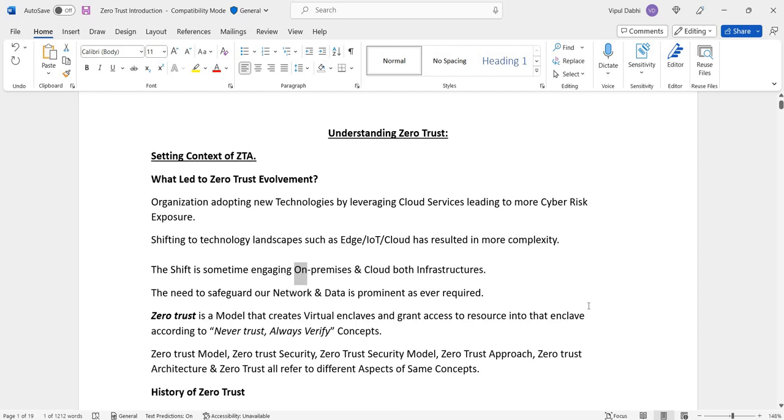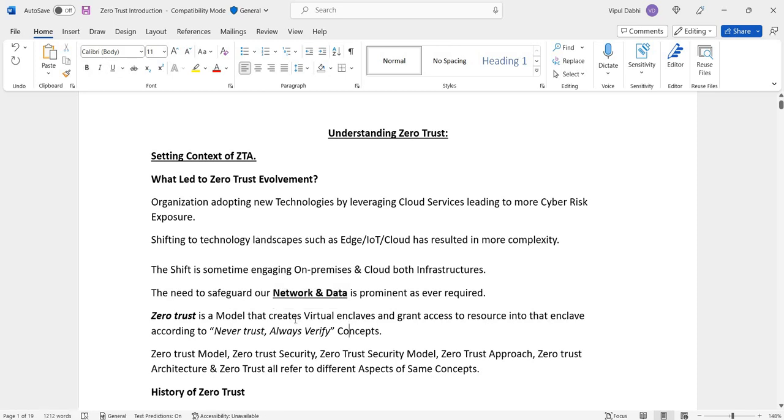Now, the need to safeguard our network and data is ever required. Basically, at the core, we will be protecting data only, because data is of essence. We as an organization work for data, and the adversaries are also looking for that critical data, because with that they can harness a multitude of things. So, hence, we need to ensure that we are safeguarding our networks and the data, because they both are very important.